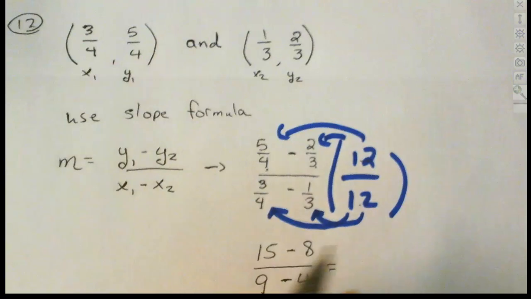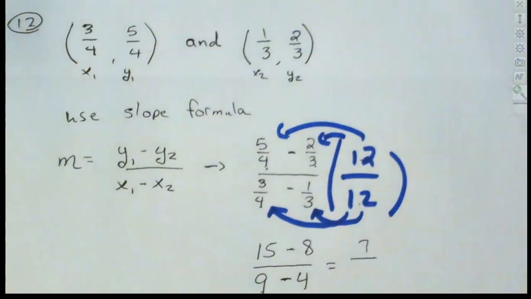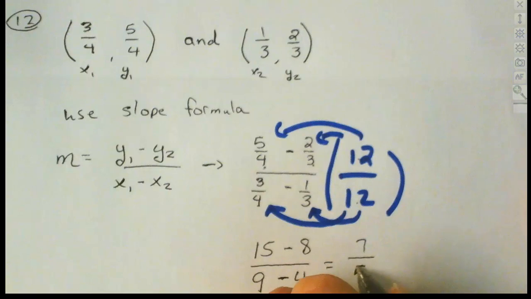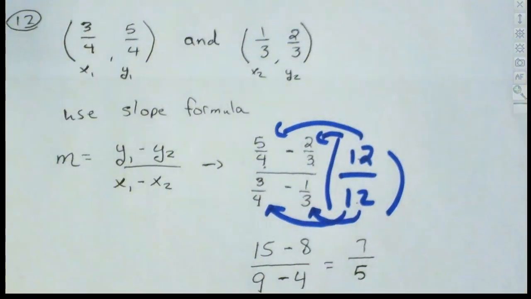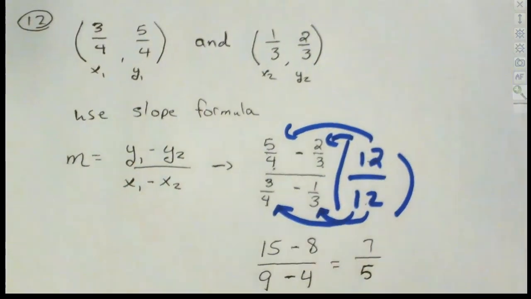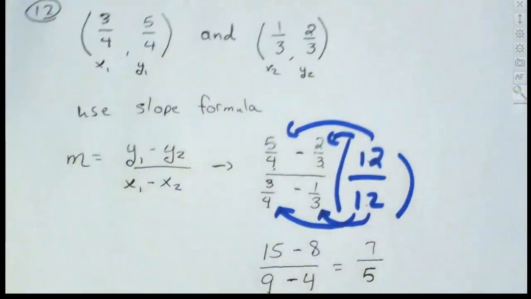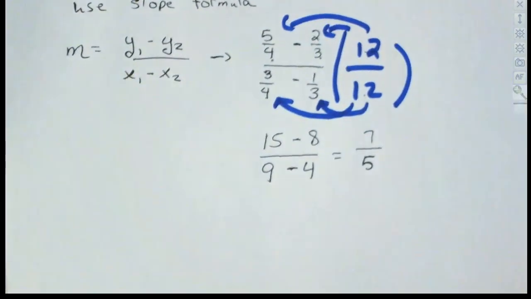I always like to double check things because you don't want to make a mistake. So 7 in the numerator. In the denominator, 9 minus 4, that should be a 5, isn't it? Yep. Always like to double check things because you really don't want to accidentally make a mistake because of mental math. So don't ever hesitate to use a calculator to double check things.